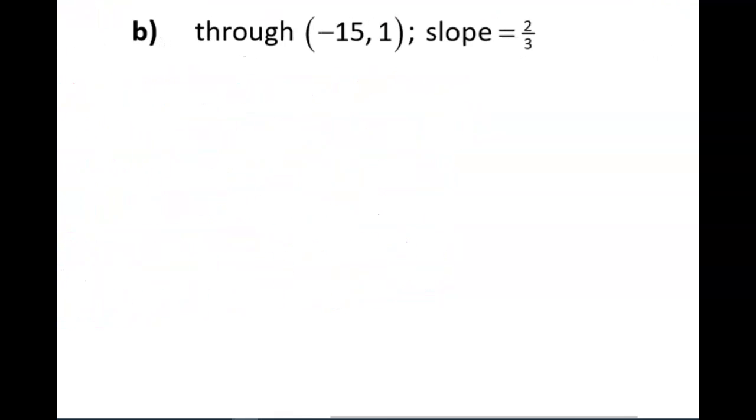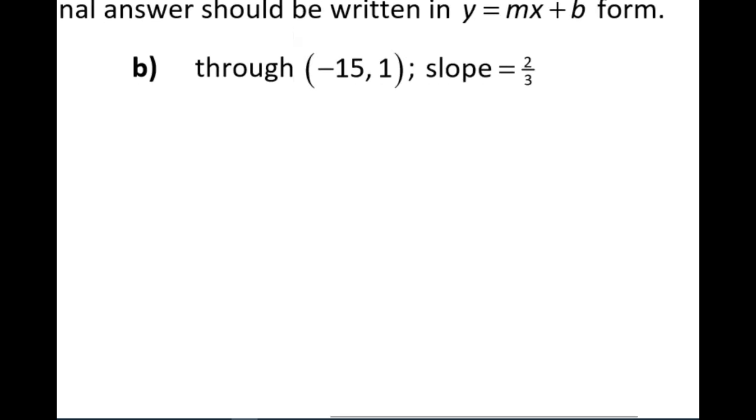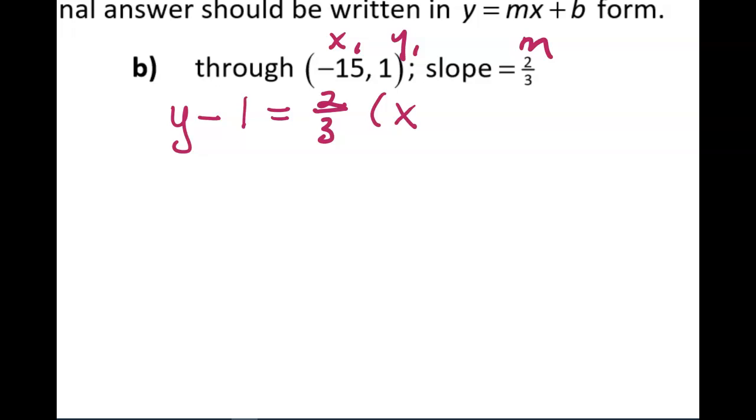Let's check out one more example of this type. So again, we have our x1 comma y1 value and our slope. So y minus the y value of the point, be careful about the order here, negative 15 comes first for the point as the x value, but 1 comes first in the equation as the y value. All right, so y minus the y value equals the slope times x minus the x value, so that'll be x plus 15. Now let's distribute.